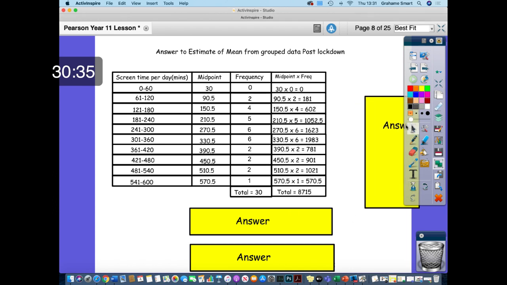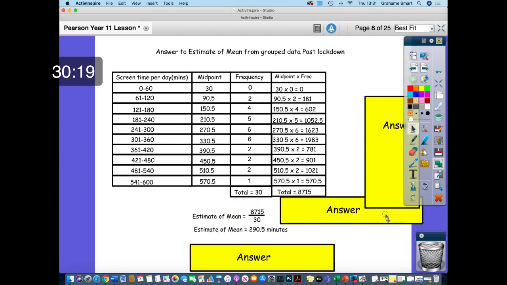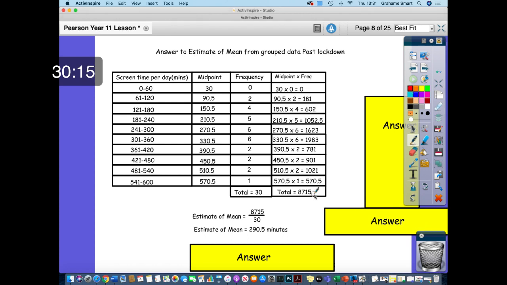And you can see that it's the same class that's been asked for their screen time data post-lockdown, so the answer for the sum of the frequency is still 30. Okay, and to work out our estimate of the mean after lockdown, it would be 8,715, this value here, divided by 30, which is this value here. I'm sure you all knew that, but just in case you haven't done it for a while. And if you round that to one decimal place, you'll get 290.5 minutes.